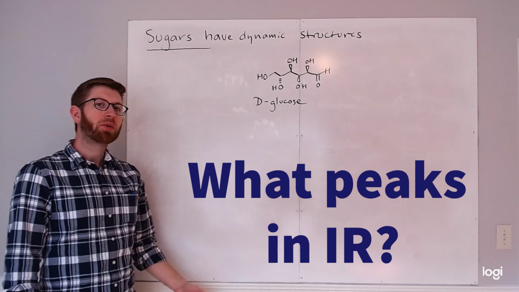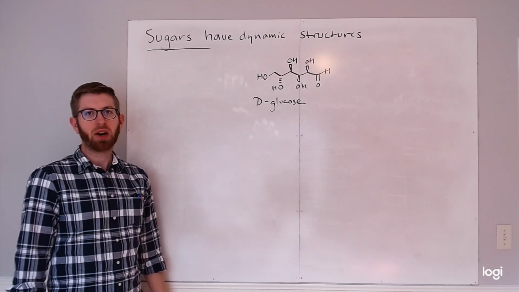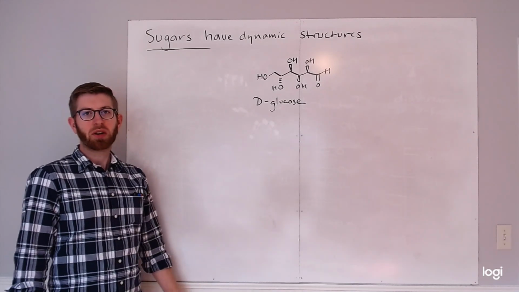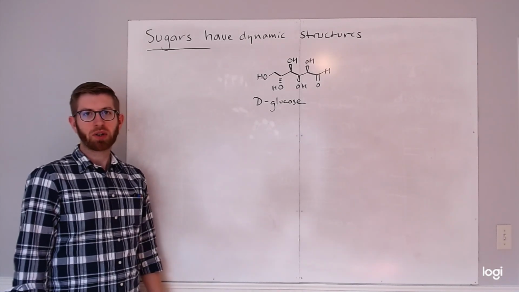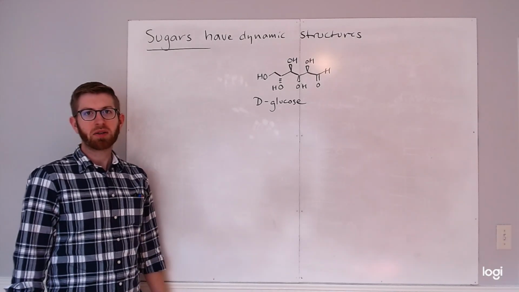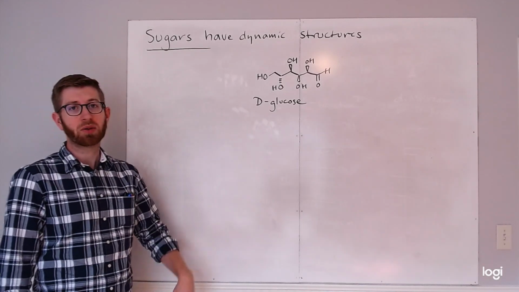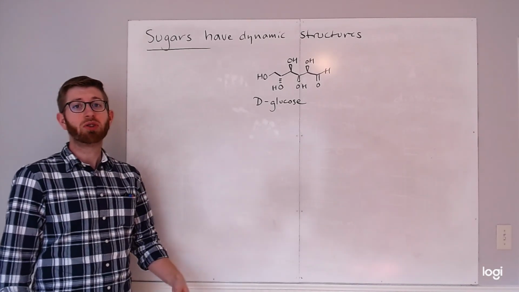Okay, so now that you have your predictions, I'm going to display the IR spectrum of D-glucose measured on an instrument very similar to what you might have used at LMU. So once you see that spectrum, you can pause your video and compare your hypothesis about what you should see for D-glucose in this structure versus what you do see in IR.